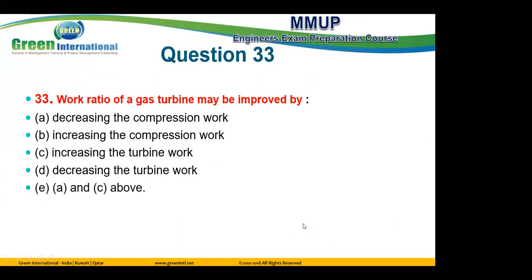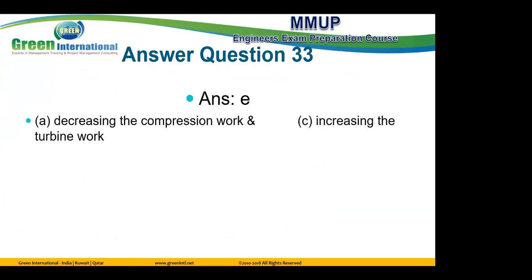Work ratio of a gas turbine may be improved by A and C: increasing turbine work and decreasing compression work. Yes, A and C. Decrease the compression work and increase the turbine work.